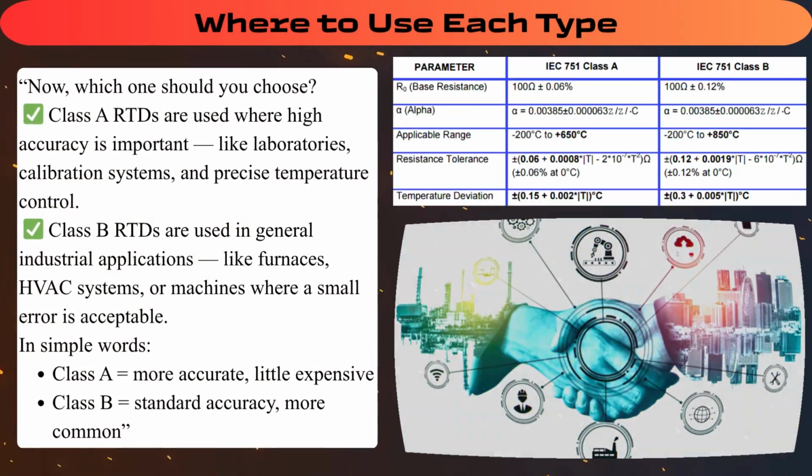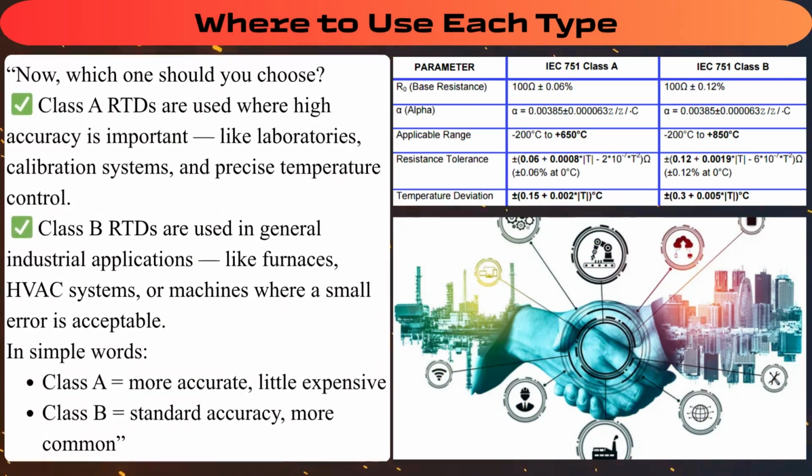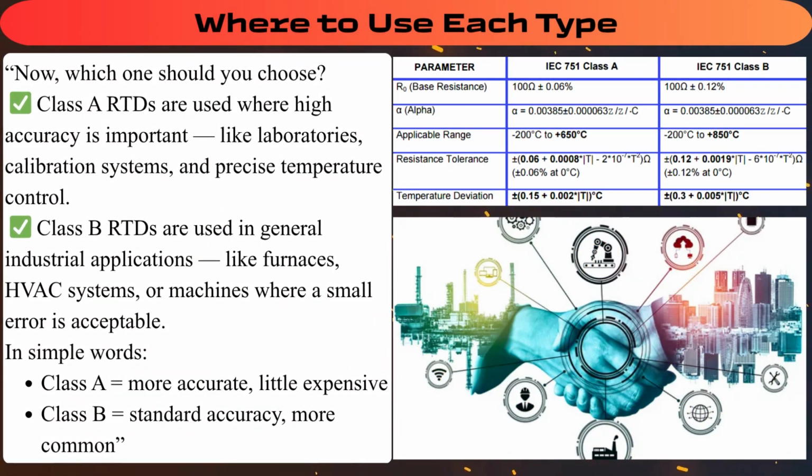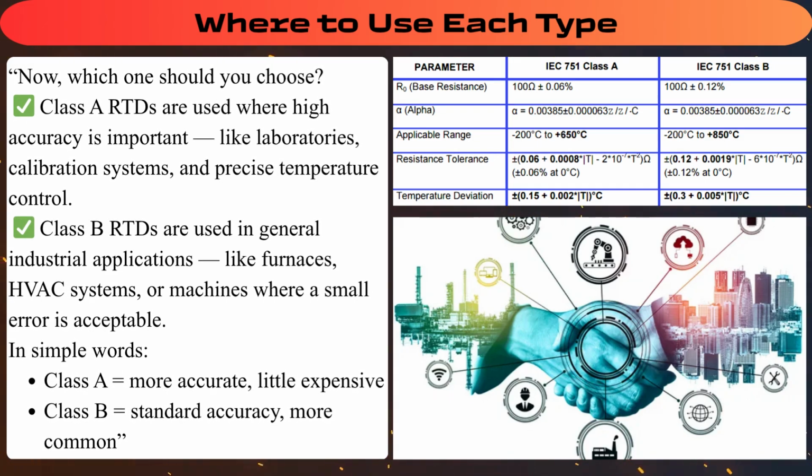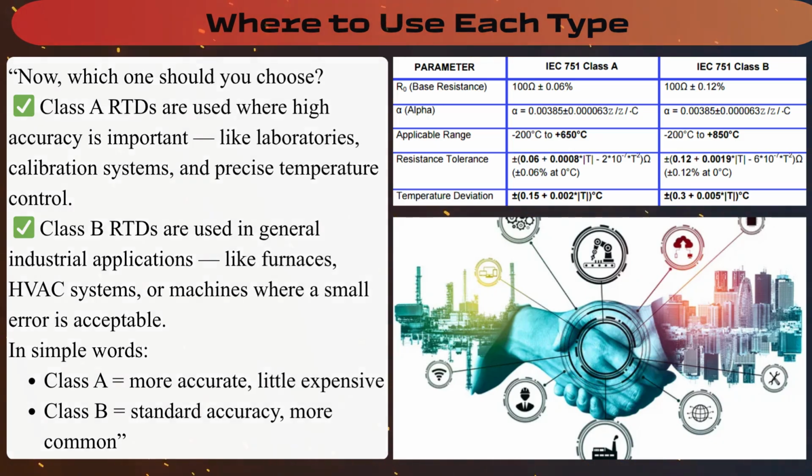Where to use each type? Now, which one should you choose? Class A RTDs are used where high accuracy is important, like laboratories, calibration systems, and precise temperature control. Class B RTDs are used in general industrial applications like furnaces, HVAC systems, or machines where a small error is acceptable. In simple words, Class A is equal to more accurate, a little expensive. Class B is equal to standard accuracy, more common.